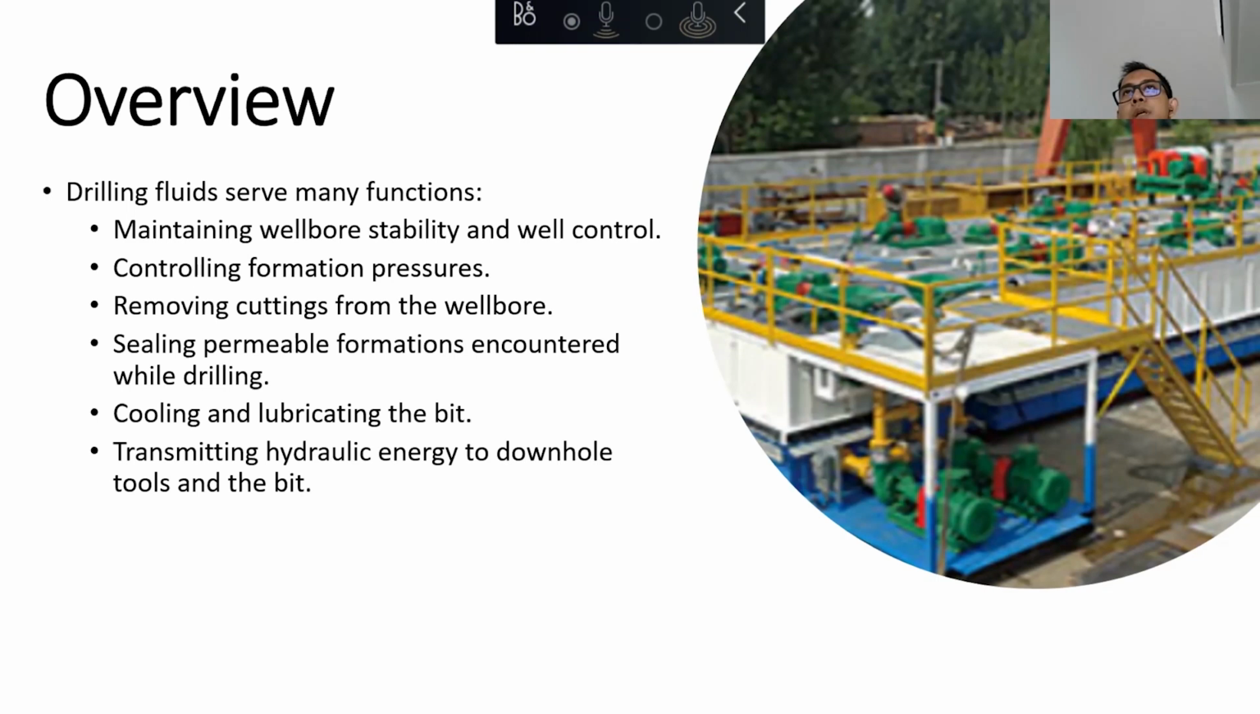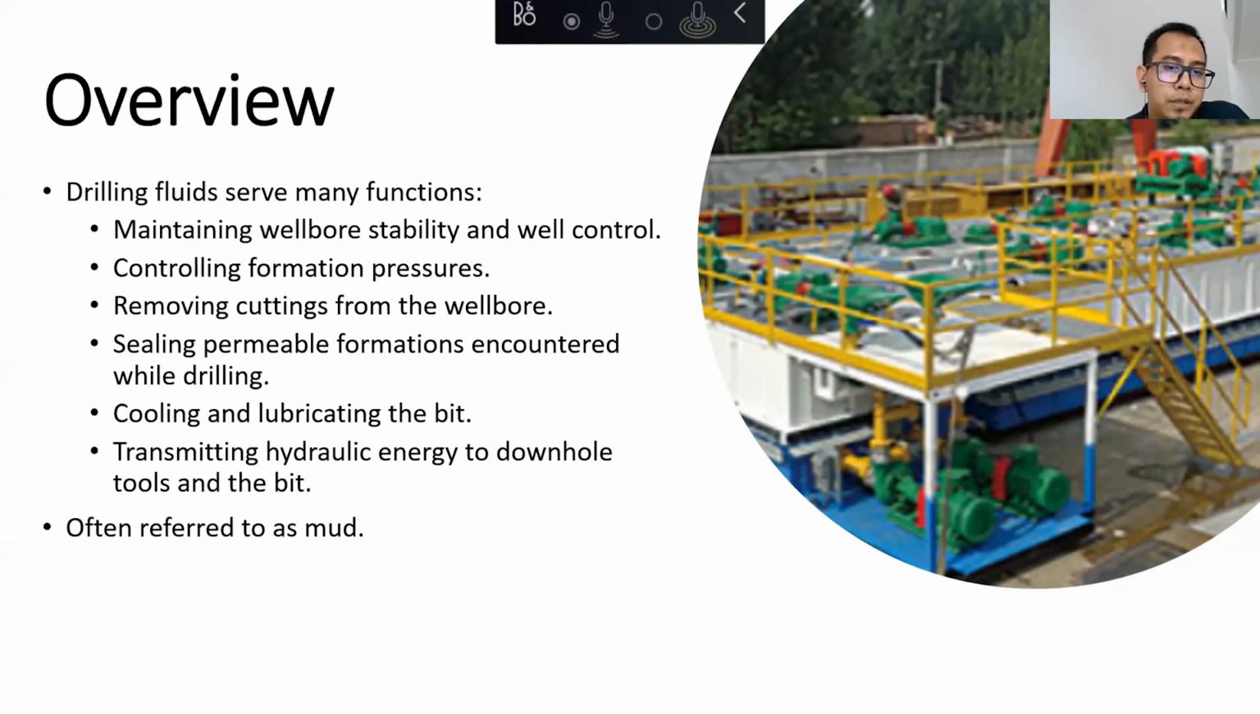It's also used by the directional team, directional services, as a means to give commands to the tool face of the BHA. So if you want to drill directional, you want to move to, okay, now we're going to change direction to the east, and then using the mud, the directional team will create a pulse so that downhole, the tool face will slightly change to the east. Then they start drilling to the east side. So that's the drilling fluid's functions or objectives.